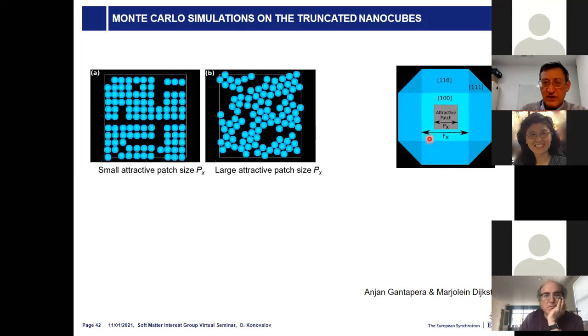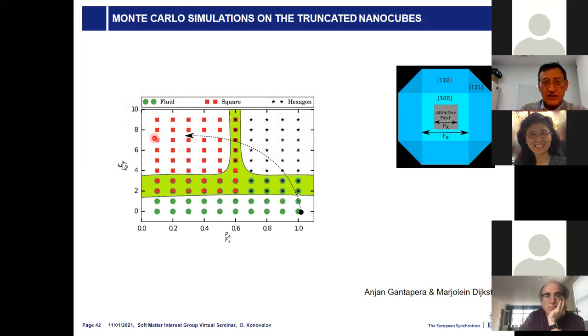And then when this attractive patch is big, the particles attract to each other rapidly, in a kind of random manner. And then it makes a disordered structure, which looks like a hexagonal one. But when the attractive patch is much smaller, then there is time, and also the thermal fluctuation, which helps to arrange them in an ordered manner and to create, from this truncated cube, a square lattice.